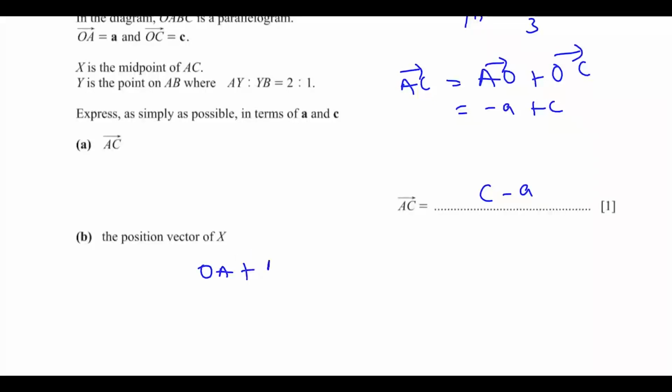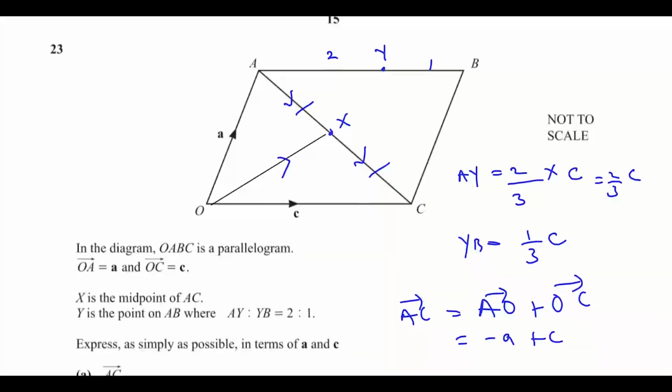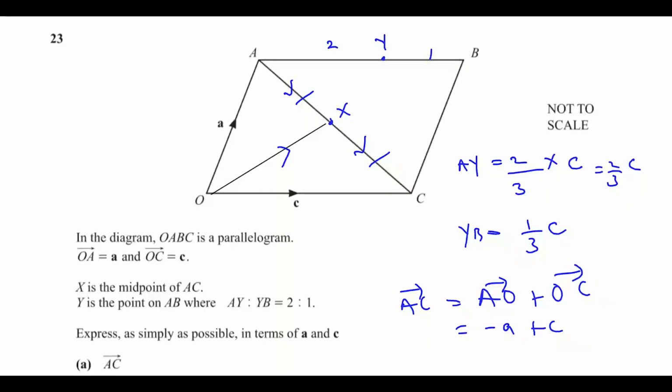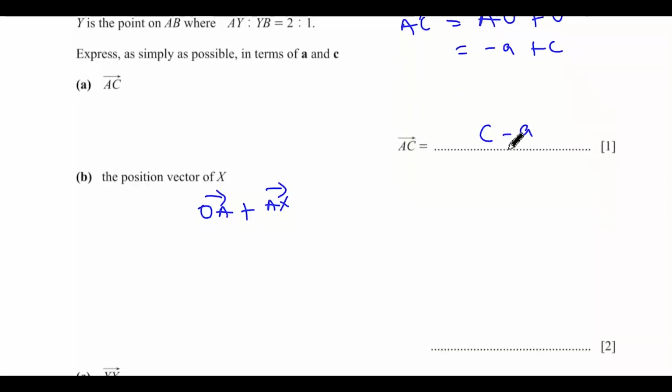OA plus AX, in this direction. Then if you look at it, what is OA? OA is A, and AX is half of AC, and we already have AC to be C minus A. So that means this will be equal to A plus (C minus A) over 2. We may want to write it as a single fraction.